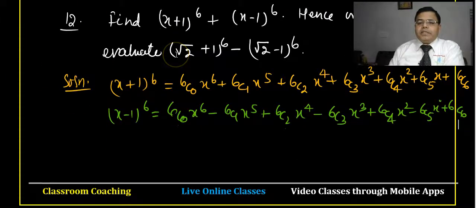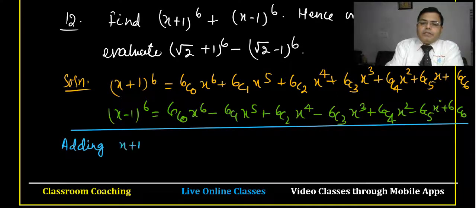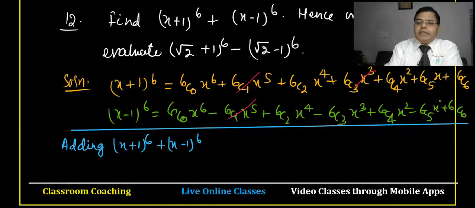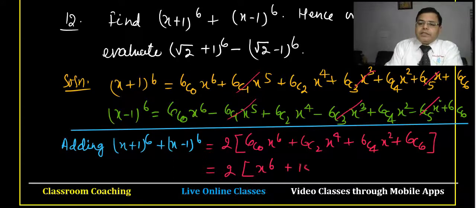So using this, on adding these two, you will see that the odd terms cancel out, because one is positive and one is negative. It will be left as twice the even terms: 6C0 x^6 + 6C2 x^4 + 6C4 x^2 + 6C6. That will be twice of x^6 + 15x^4 + 15x^2 + 1, isn't it?